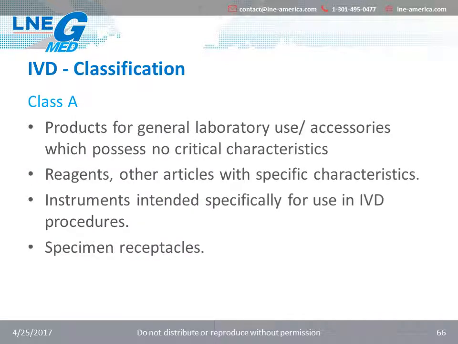For Class A devices, this includes products for general laboratory use, accessories which possess no critical characteristics. These would be items like buffer solutions, wash solutions, or general culture media. Reagents or other articles with specific characteristics. Instruments intended specifically for use in IVD procedures, and finally, specimen receptacles.